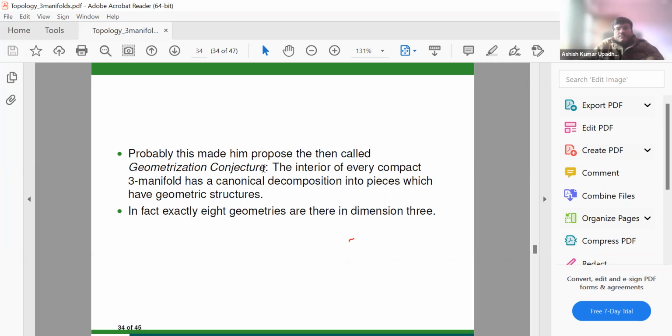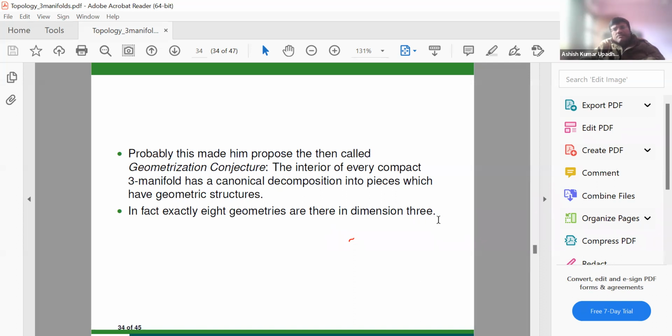So this geometrization conjecture, after the Poincare conjecture, became a bigger problem which people started attempting, and the Poincare conjecture became a consequence of this geometrization conjecture. I will tell about it later in one of my slides. Okay, so what we understand till now is that there are exactly 8 geometries in dimension 3.